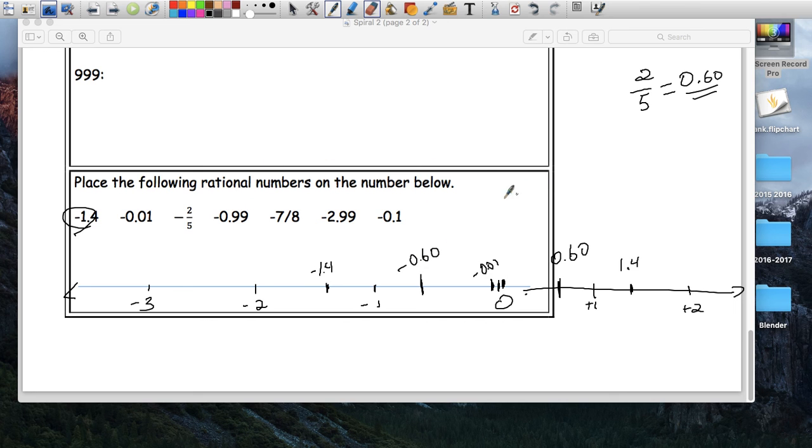-0.99. 0.99 is on the positive. That was 0.99. Very, very close to $1. Very close. Still between 0 and 1. So -0.99 is going to be between 0 and -1, but not here. This is between 0 and -1. Very, very close to -1.